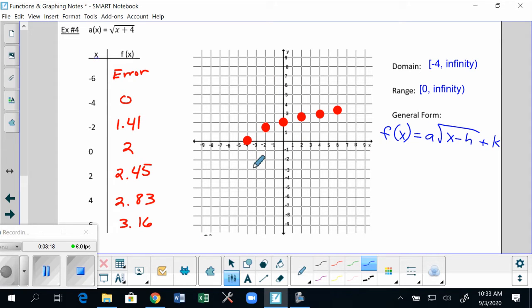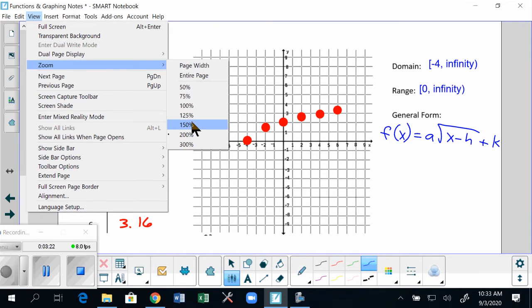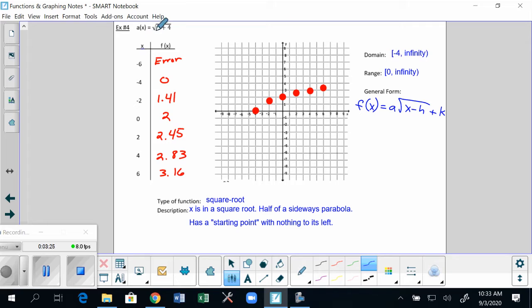Example number 4, let me change my view here. Let me zoom out a little bit so you can see better. So example number 4, you'll notice the x is inside of a square root. This is called a square root function. And so here are my points plotted separately. With the square root function, when you connect these points, you actually get a sideways parabola. But the funny thing is you only get half of it. You only get the upper half of that parabola. So I like to say the square root function, you get half of a sideways parabola.